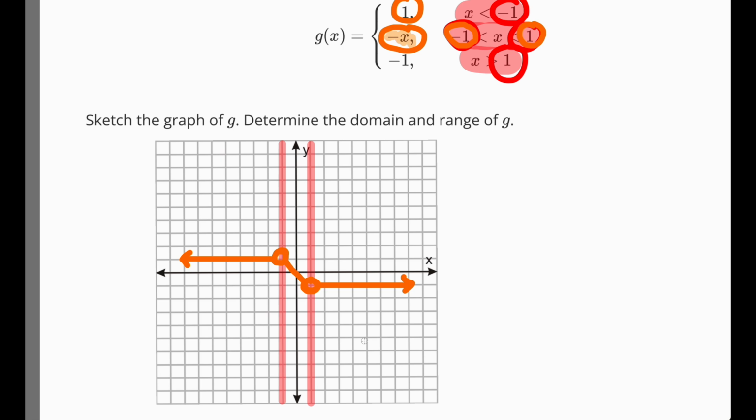Now we need to determine the domain and range of G now. Domain is all the possible x values. And based on this graph, you can see that it goes forever to the left and forever to the right, except here and here, because it's an open circle there.